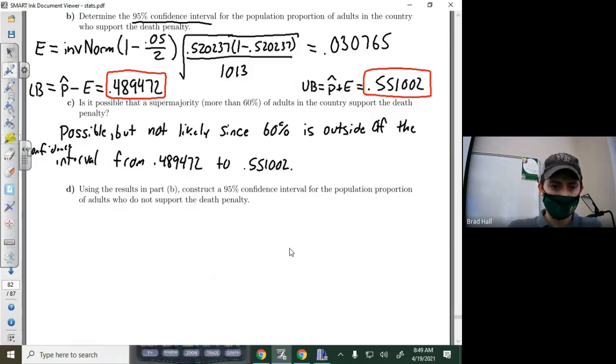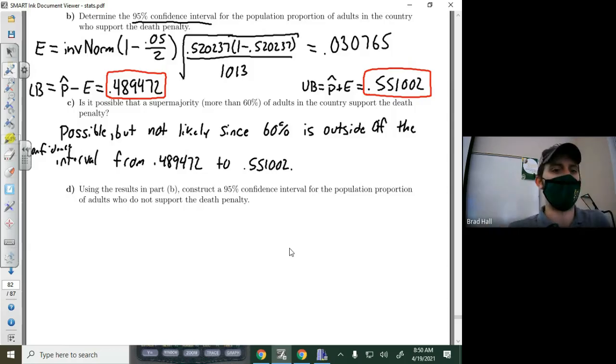Now, part D says construct a 95% confidence interval for the population proportion of adults who do not support the death penalty. We had a 95% confidence interval for adults who did support it. Now we need to figure it out for adults who did not support it. Now it turns out, for this flip-flop in how we look at this, really it works out pretty nicely.